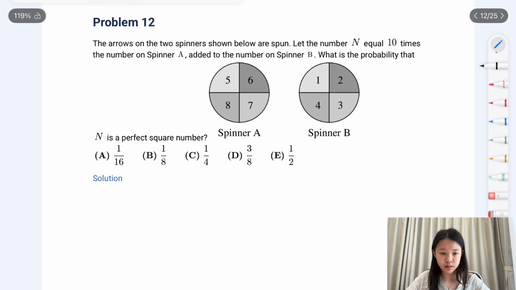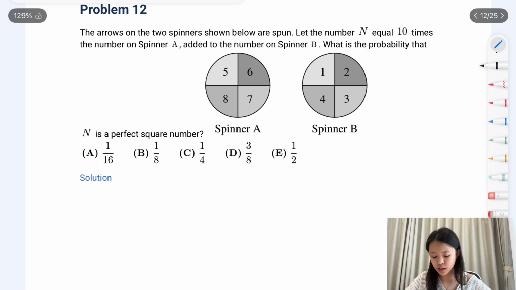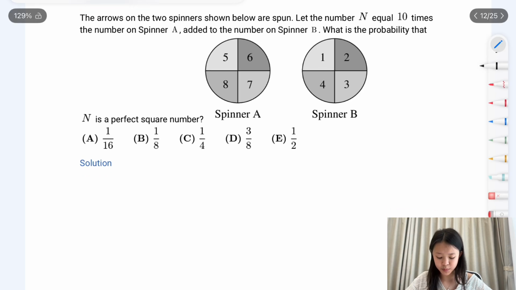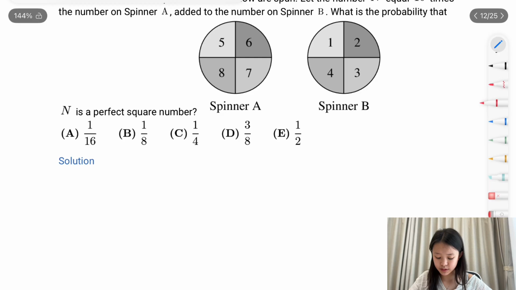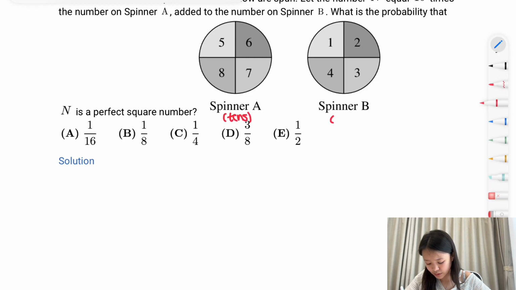Problem 12. The arrows on the 2 spinners shown below are spun. Let the number n equal 10 times the number on A added to the number on spinner B. What is the probability that n is a perfect square number? So essentially this means spinner A is just the tens digit, spinner B is the ones digit.